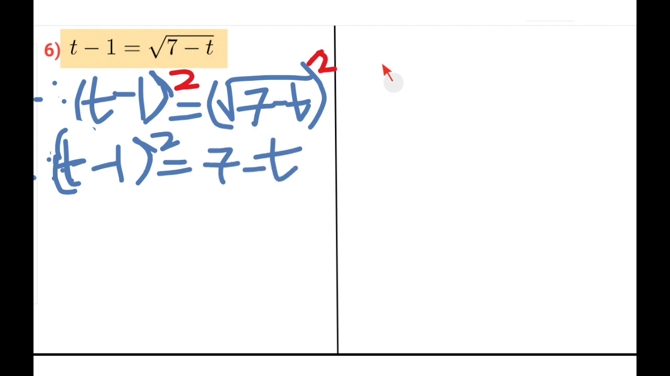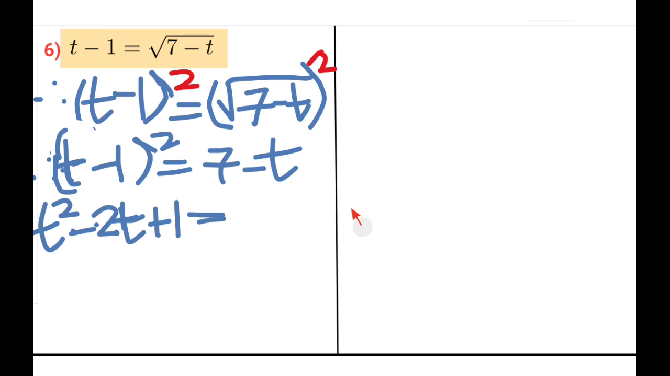Now t minus 1 all squared, when we're squaring a binomial, that's the first term squared. So that's t squared plus 2 times the product of the terms, t times 1. So that will be negative 2 times t. So that's negative 2t. Plus the square of the last term, which is negative 1 all squared, that is positive 1. Equals 7 minus t.